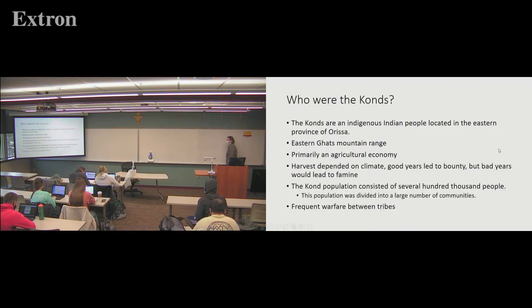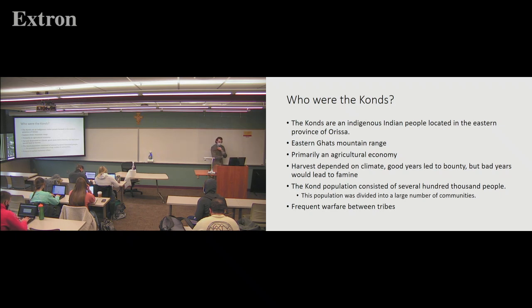So who were the Khans? They were an indigenous Indian people located in the eastern province of Orissa. The Eastern Ghats mountain range, they basically lived up in those mountains. They cut across eastern India, and the region overlapped Madras and Bengal, which are 2 colonial districts of the British that now have different names based on what the locals actually want to call it.